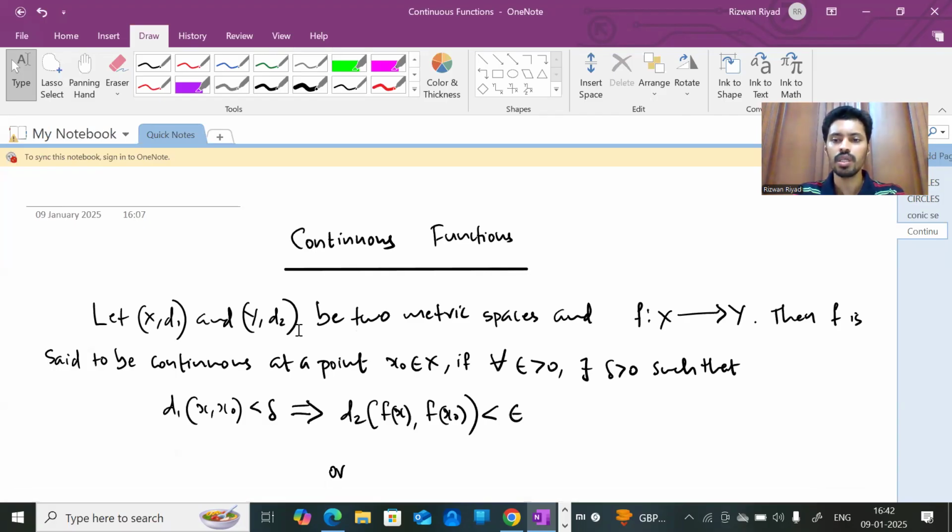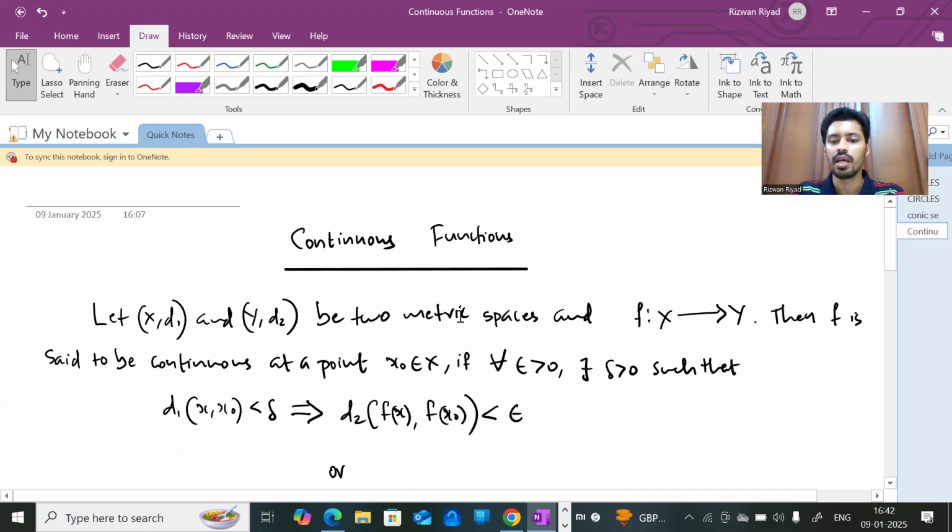In one of our previous videos. So we suppose we have two metric spaces here. First one is (X, d1), second one is (Y, d2). That means the first set is X whose metric is d1 and the second set is Y whose metric is d2. If you have any doubt in metric spaces, you can check my previous videos.